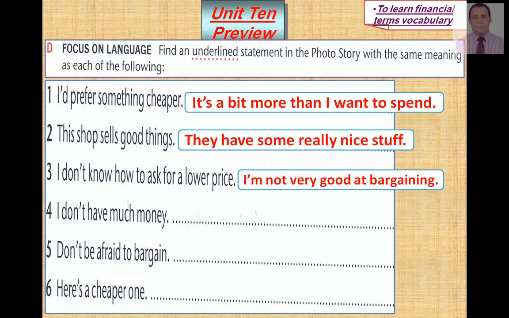I don't have much money. If I say I don't have much money, it means what? Oh, good. Yes, I am almost out of cash. I don't have cash. I'm out of cash. I am almost out of cash means I don't have much money.